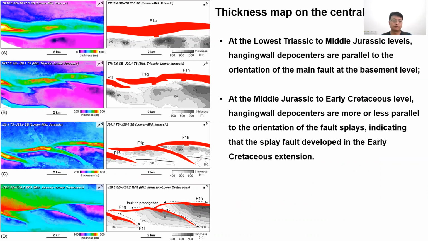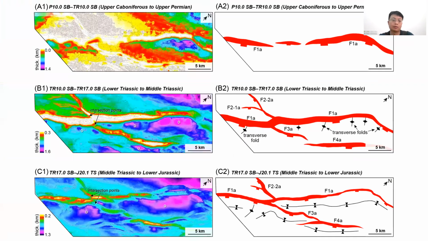Therefore, F1F, F1G, and F1H, and the central part of F1, actually developed later, at the later stage of the fault development, indicating that the extension change developed this fault place. Now we start on the entire fault network, showing the thickness map and the growth of the fault network.